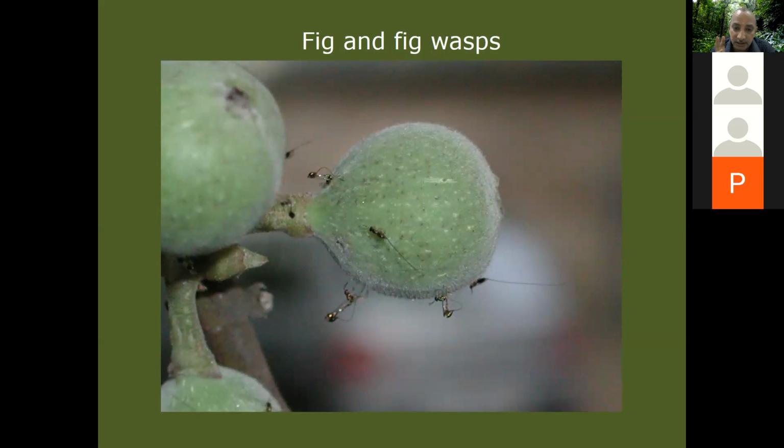It's a very interesting mechanism, because each fig has a hole at one side of the fruit. It's not actually a fruit, it's called a syconium. It's a lot of flowers inside. So through that hole, the female fig wasp enters the flower and lays eggs, and the larvae grow inside the fig fruit. And when they grow and the fig wasp comes out, it pollinates the fig, and the fig seeds are formed.